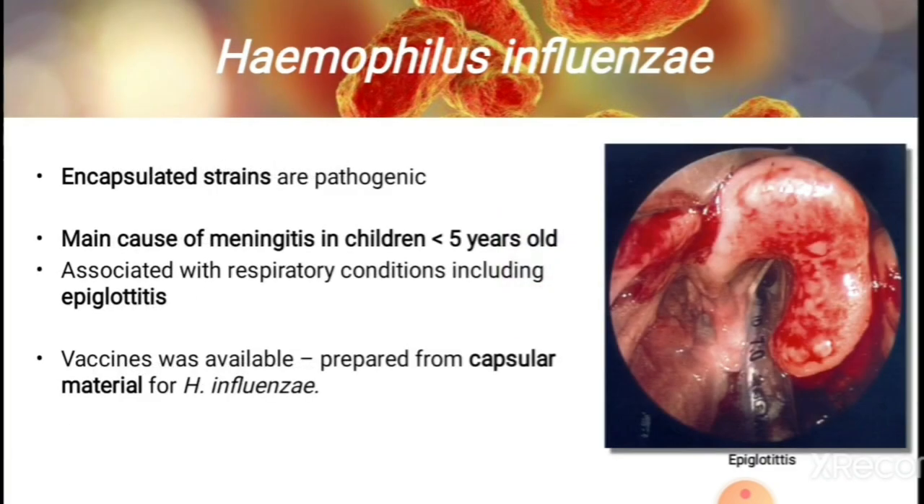So as I recall, encapsulated strains are pathogenic, and the main cause of meningitis in children less than 5 years old, as already mentioned from the previous slide, associated with respiratory conditions including epiglottitis, and then vaccines are available. These vaccines were prepared from the capsular material of our Haemophilus influenzae in order to destroy the capsule.